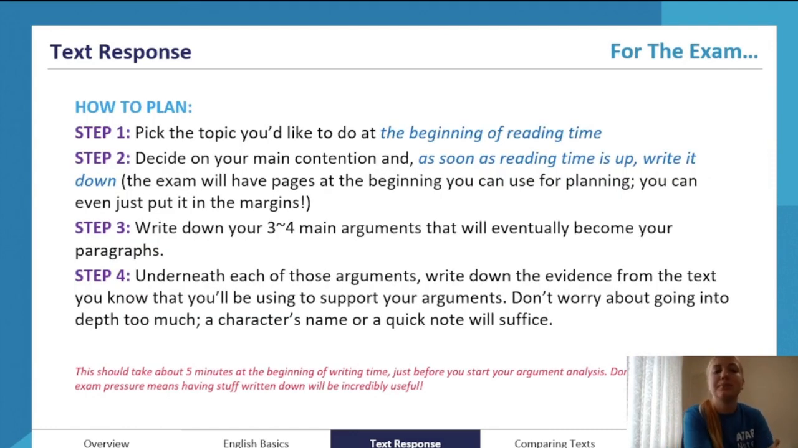So when planning for writing time, when that's about to start, this is what you should be doing on the exam for text response. Pick the topic you would like to do at the beginning of reading time for section A. Then decide on your main contention, what's going to be your response to the prompt. And as soon as reading time is up, before you go straight to section C and write your argument analysis, which is the first section you should be doing because that's where the article is, write down just your contention.